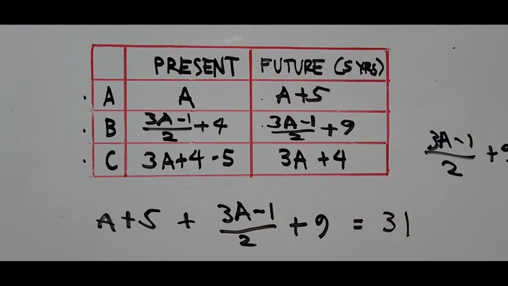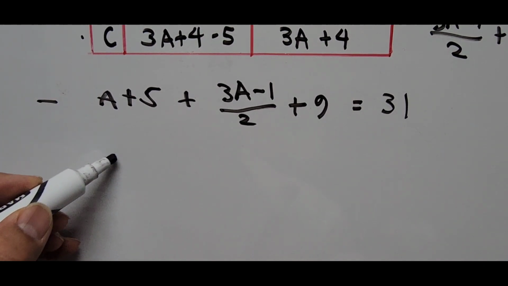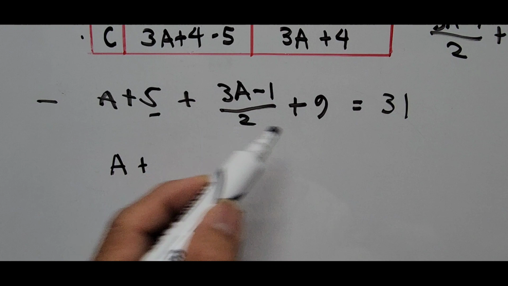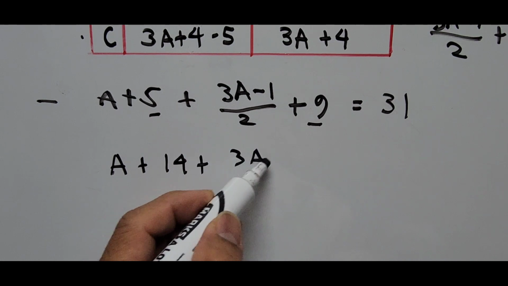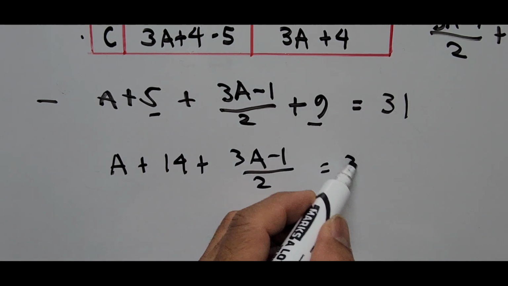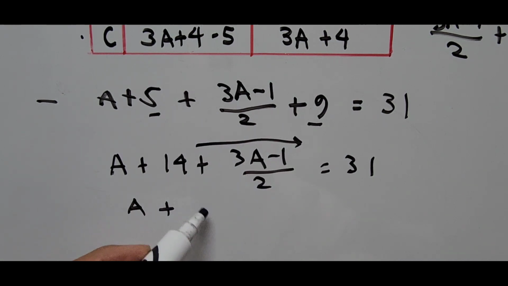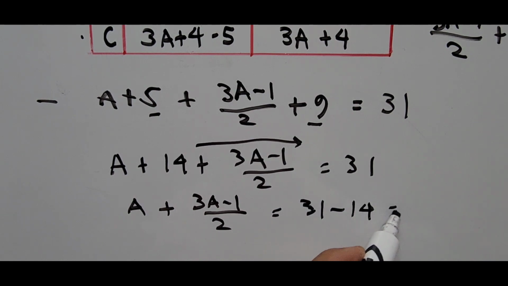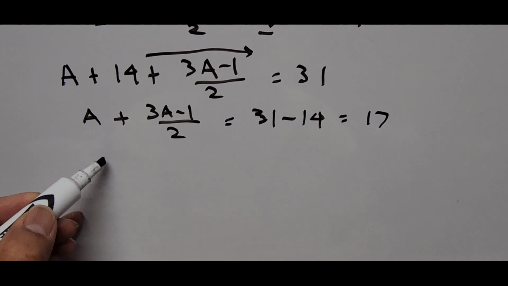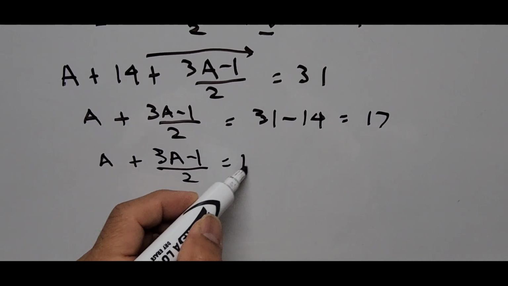Starting from A's age, all we have to do now is simplify this equation. All right, let's do it. A plus 5 and 9, that's 14, plus 3A minus 1 divided by 2 equals 31. Transposing 14 to the right side: A plus 3A minus 1 divided by 2 equals 31 minus 14. So this is equal to 17.